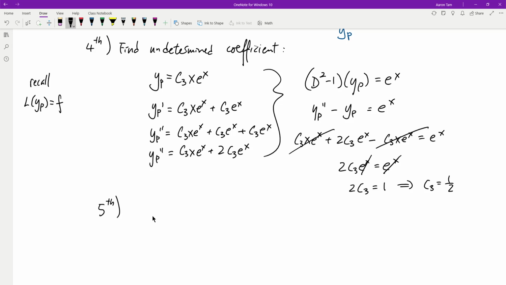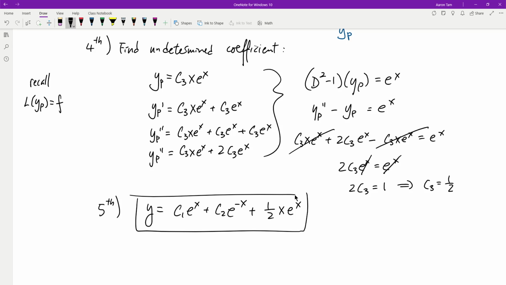My solution should be y equal to the homogeneous solution, c1 e to the x plus c2 e to negative x, plus the undetermined coefficient 1/2 with our term x e to the x. There you go.